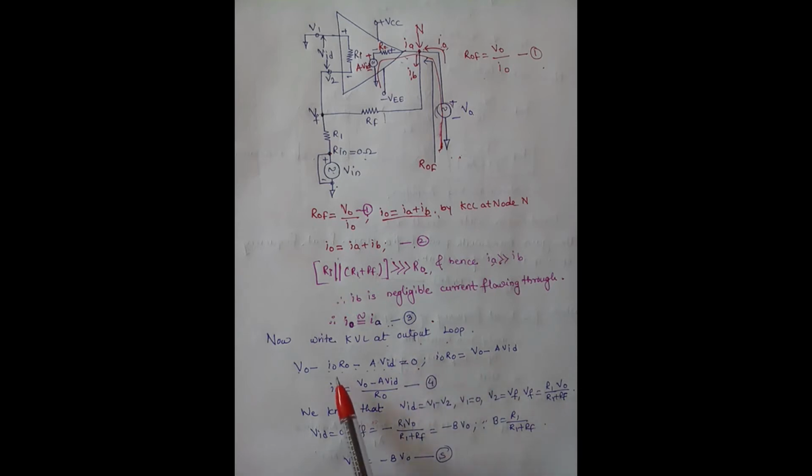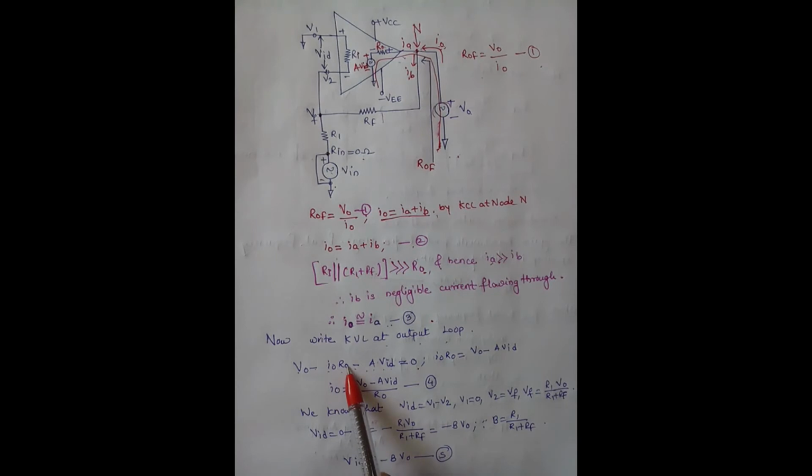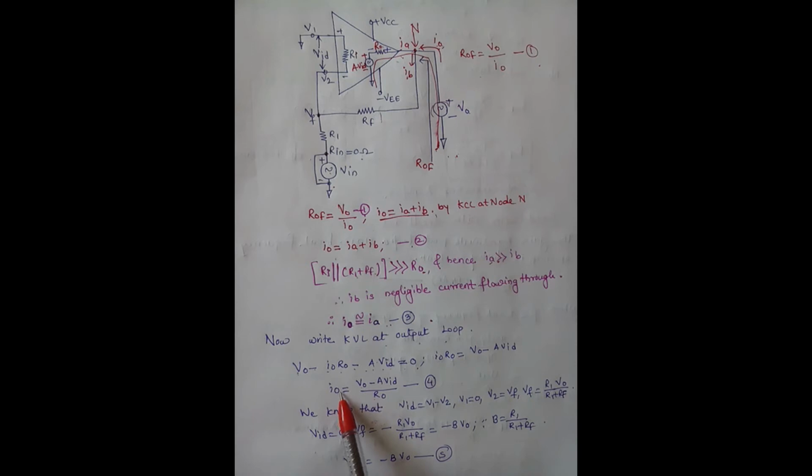Okay. Now what we want is the output current I0, because we have to put it into the first equation. So when we rearrange, I0 R0 is equal to, taking this to the right hand side, the remaining is V0 minus A into VID. Negative will become positive. So for I0 it is V0 minus A into VID divided by R0. This is my output current.